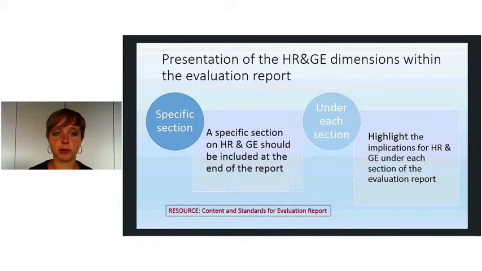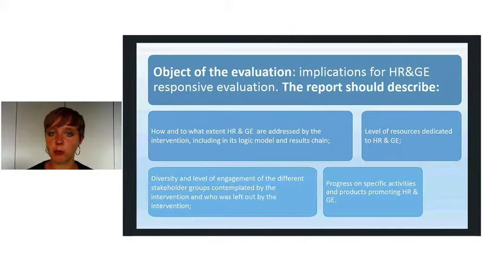for Evaluation Report. So first, for the section describing the program or object of the evaluation, the main idea is to describe the extent to which human rights and gender equality were addressed by the intervention itself. For example, do the logic model and results chain refer to these issues? Were there resources dedicated in the program to human rights and gender equality? What stakeholder groups were engaged in the intervention and which may have been left out?